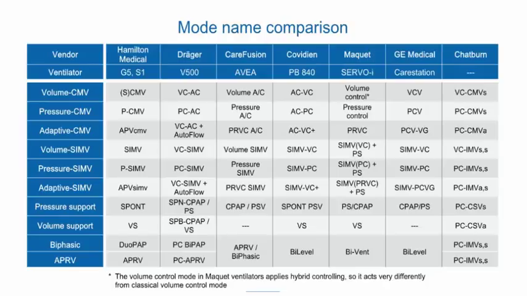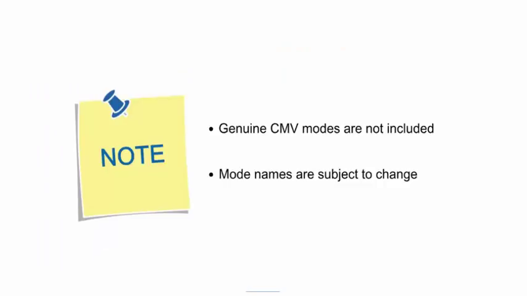All the modes in the same row are very similar, although there may be minor technical differences. With this table, you can easily see how a traditional or biphasic mode is named in different ventilators. The last column lists the mode names suggested by our Chatburn. When using this table, keep the following in mind. Genuine SIMV modes are not included. The manufacturers may change mode names and/or introduce new names.